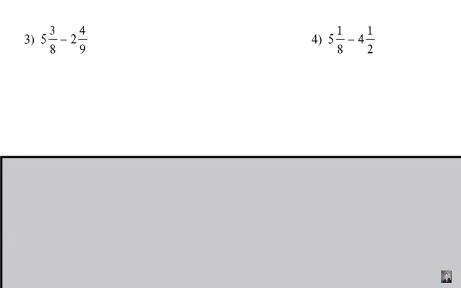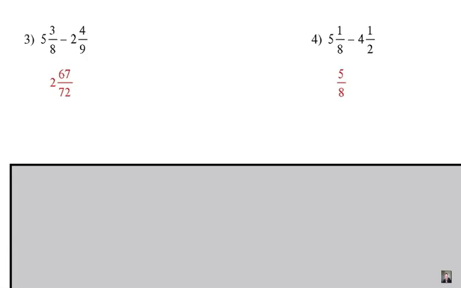Alright, I'd like you to try numbers 3 and 4, and remember to find a common denominator first. I like to do these vertically in columns, but you can still go across the page if you want. Look for common denominator and then borrow and subtract. Alright, pause the video. Good luck. Alright, you can see the 2 answers, and now let me explain and we'll see if I can help you out.